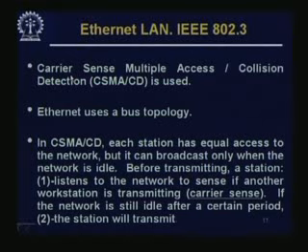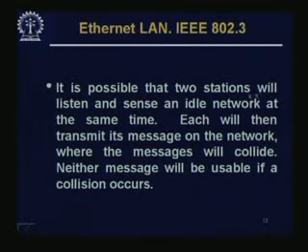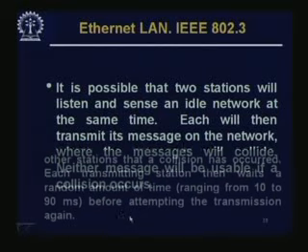Now we go into the details of how exactly this is done. We have discussed the basic technology already. Ethernet assumes a bus topology with carrier sense multiple access, and in CSMA/CD each station has equal access to the network, but it can broadcast only when the network is idle. Before transmitting, a station listens to the network to sense if another workstation is transmitting, which is carrier sense. If the network is still idle after a certain period, the station will transmit. It is possible that two stations will sense an idle network at the same time, so each will then transmit a message, and the messages will collide.